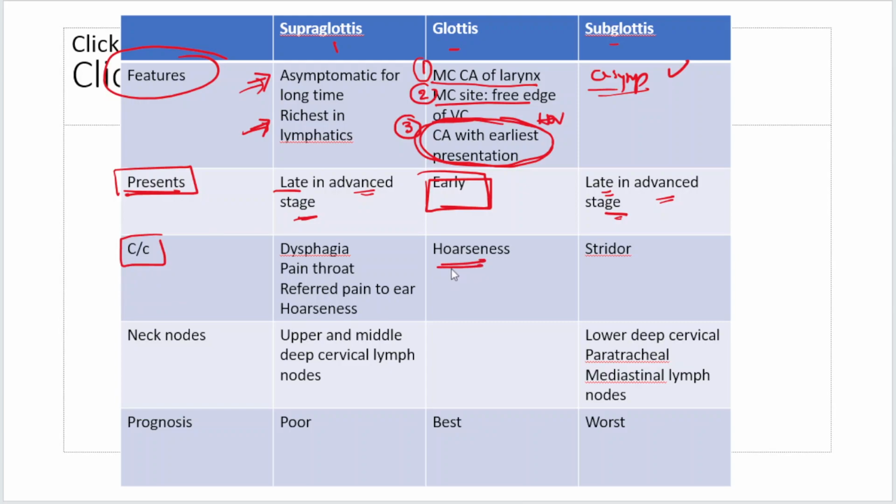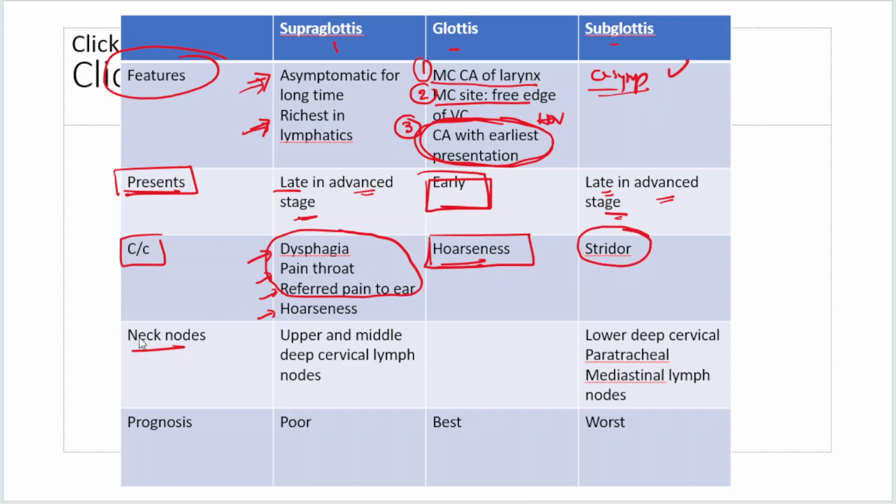The chief complaint is the presenting symptom, the earliest symptom which the patient presents to you. In carcinoma glottis it is hoarseness. In supraglottis, it is dysphagia, pain in the throat and referred pain in the ear. Hoarseness comes last, only when the vocal cords are involved. So dysphagia, pain in the throat, referred pain to the ear: this is the way supraglottic carcinoma is going to present to you. Subglottic carcinoma is going to present directly with stridor in the late stage.